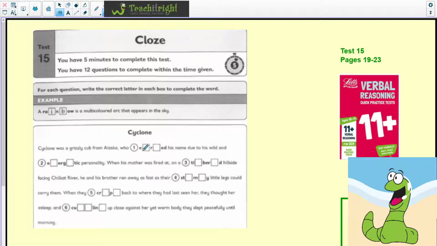Now, I'm going to have a look at number 1, and the first word that we need here is earned. Now, it might be worth me getting a slightly thinner pen, just so I can fit in the letters. They're quite small boxes here. So let's go with a green, but I'm going to make it slightly thinner just so we can fit it in. So the first word is earned. We've obviously got to make sure it fits in the sentence.